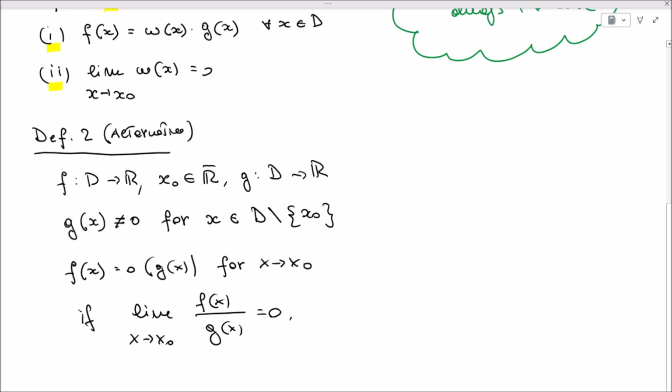Clearly, this second definition can only be applied where this fraction has a meaning, and this fraction has a meaning only if g of x is different from 0 for all x's different from x naught.